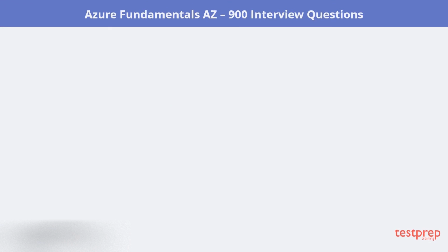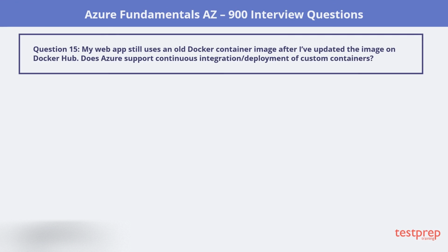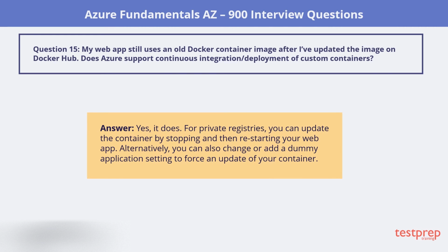Question 15. My web app still uses an old Docker container image after I've updated the image on Docker Hub. Does Azure support continuous deployment of custom containers? Yes, it does. For private registries, you can update the container by stopping and then restarting your web app. Alternatively, you can also change or add a dummy application setting to force an update of your container.